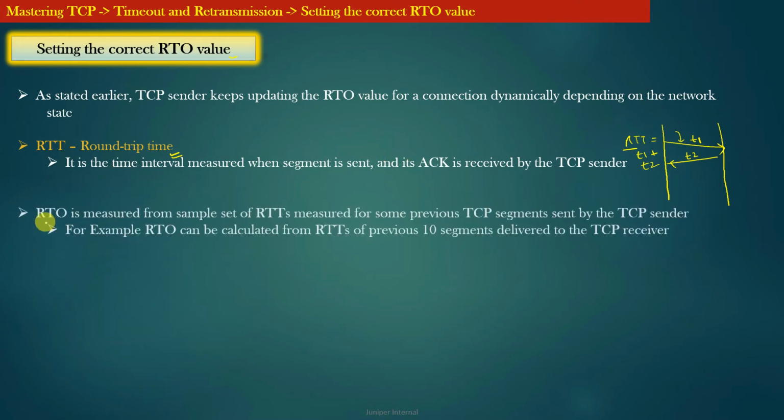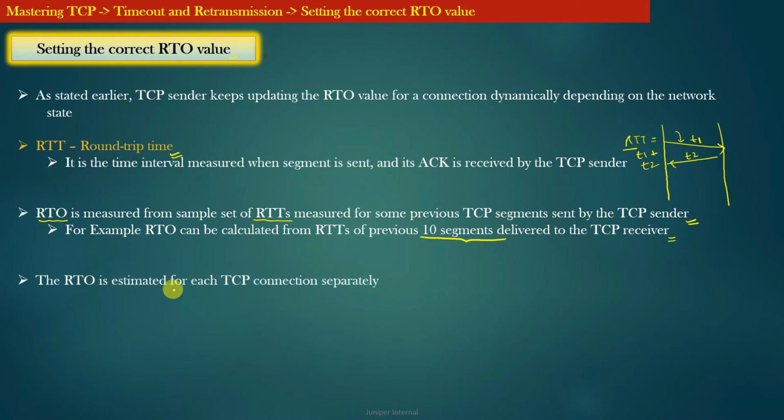Now let us talk about how RTO is computed. RTO is measured from a sample set of RTTs measured for some previous TCP segments sent by the TCP sender. For example, RTO can be calculated from the RTTs of the previous 10 segments delivered to the TCP receiver. So RTO is computed from the RTTs of the previous n number of segments delivered to the TCP receiver.